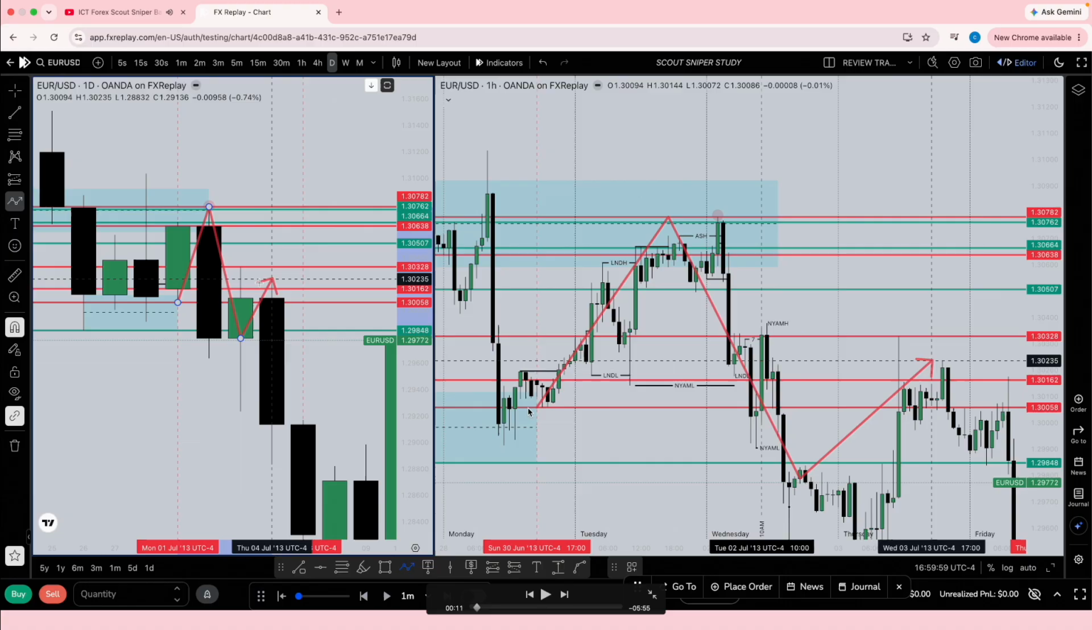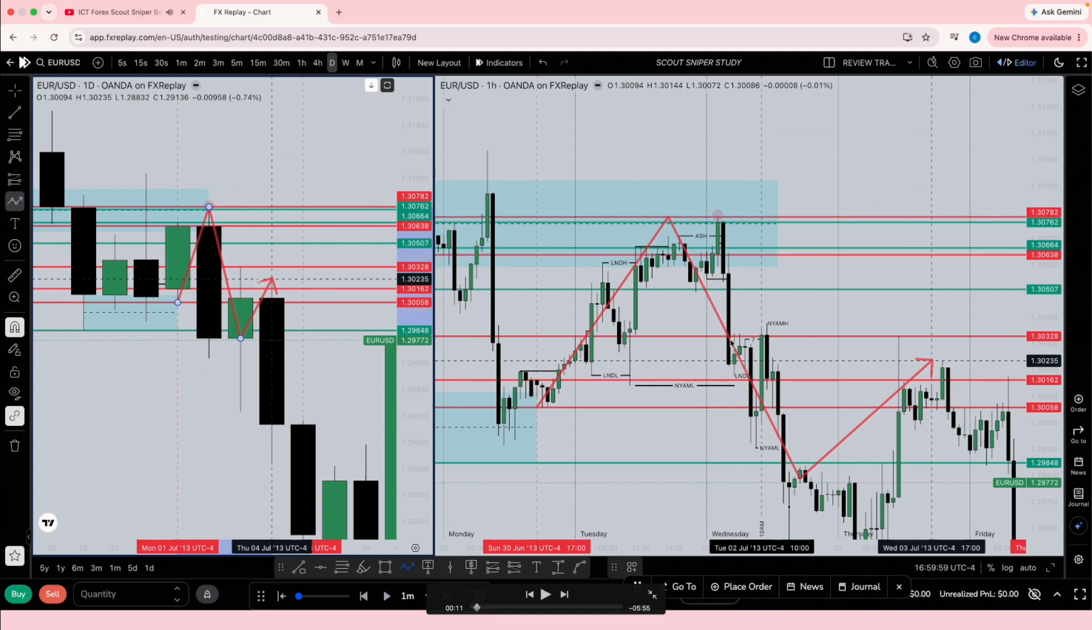This is a market maker sell model. You have an original consolidation here, you have another accumulation, and then you come up here, you have a small accumulation here, then you have a smart money reversal, which is high, low, higher high, down. This is a breaker block.